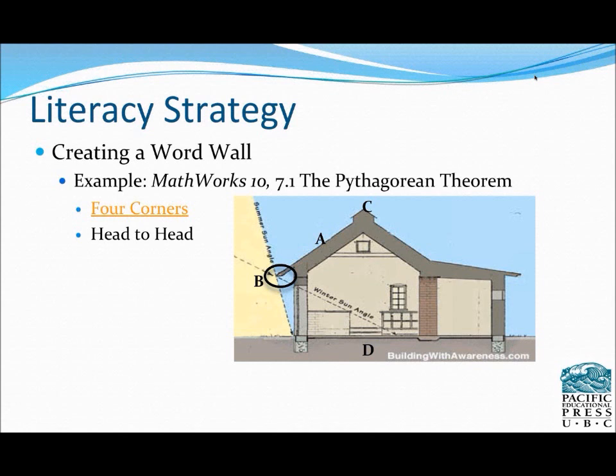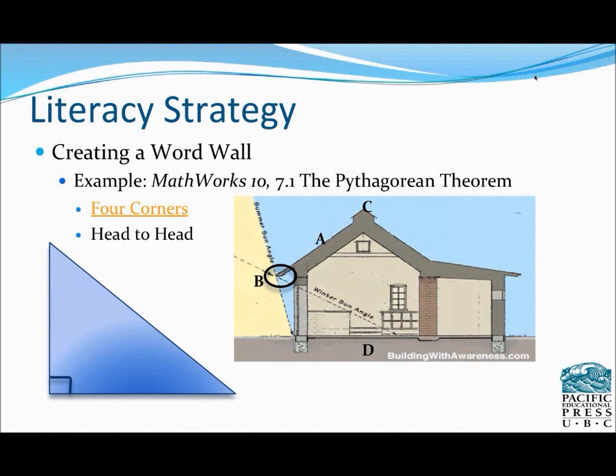For example, ask the first pair to draw a right triangle. The second pair, label the hypotenuse as C. The third, to label the legs of the triangle as A and B. And the fourth, to write down the Pythagorean formula.